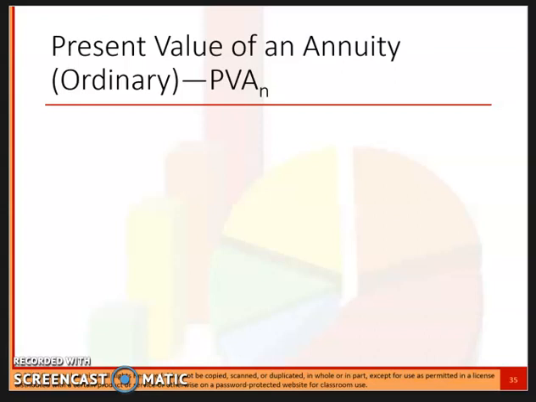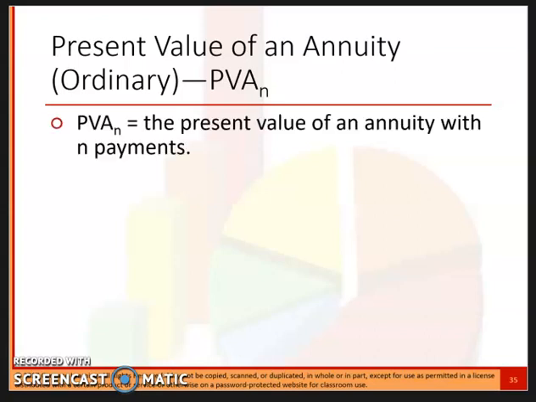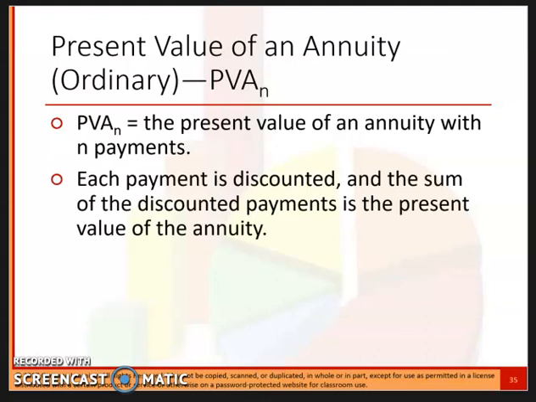Present value of an ordinary annuity. Again, ordinary annuity is the default for the calculator. So the present value of an annuity with any number of payments, we can calculate any number of payments that we need to. Each payment is discounted, and the sum of the payments is the present value of that annuity.